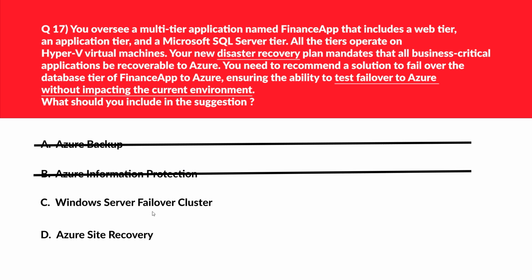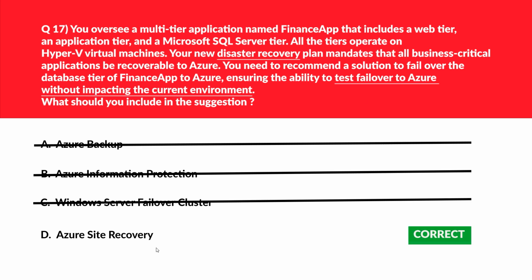C says Windows Server Failover Cluster. Windows Server Failover Cluster is used for high availability on premises, not for failing over to Azure, if you read here, right? So this does not meet this requirement. Let's remove this. We are left with Azure Site Recovery. We know Azure Site Recovery supports disaster recovery to Azure and provides the ability to test failover without affecting the current environment, which is also the requirement of the question. That being said, option D is the right answer.